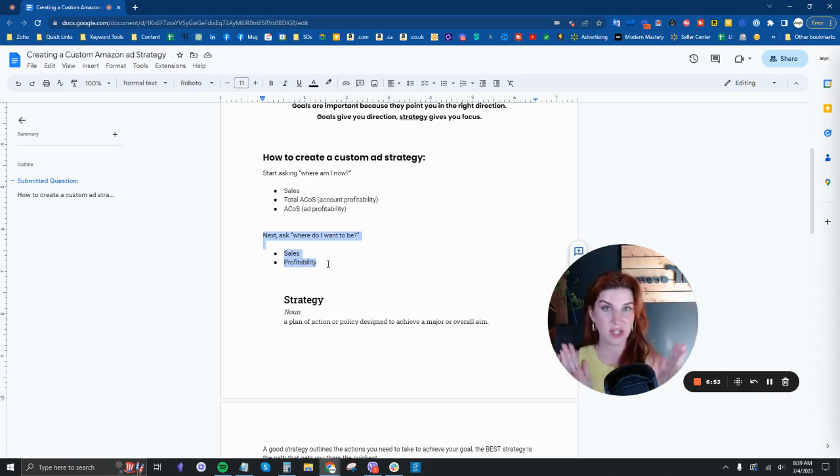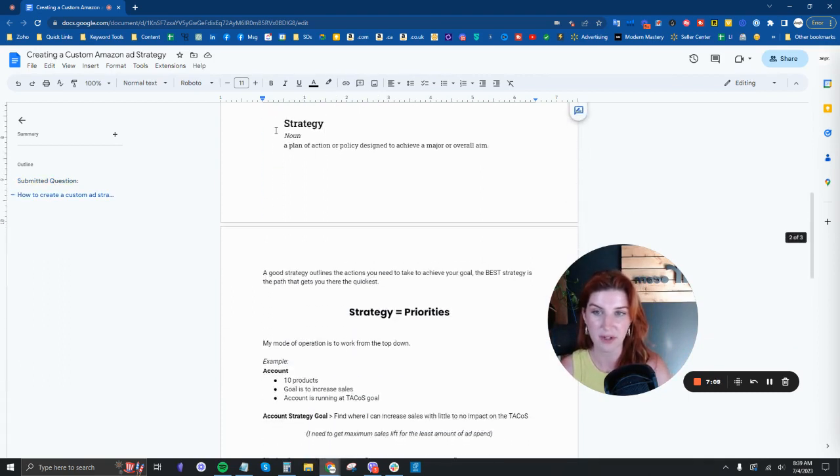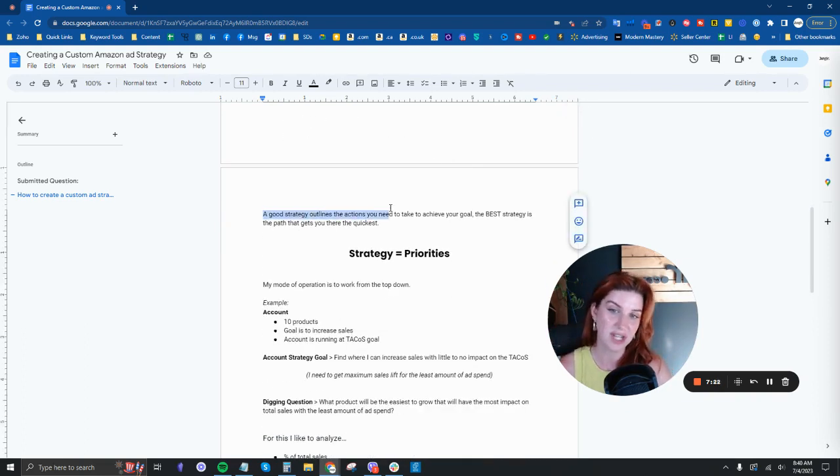So the strategy is what bridges the gap between where I am now and where I want to be. So it's defining what are the steps in between that get me there. It seems super ambiguous, but I'm going to define it a little bit further. Strategy is a plan of action or policy designed to achieve a major overall aim. Again, that's why goals are super important. I don't know what path to take if I don't know where I'm headed. So I would say a good strategy outlines the actions you need to take to achieve your goal.